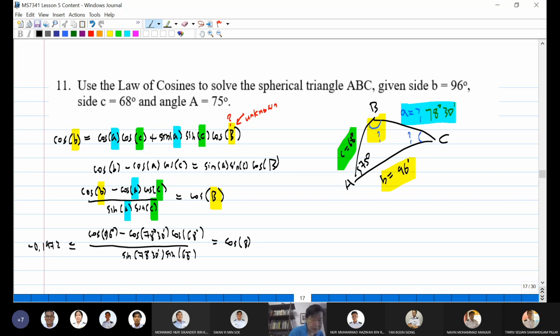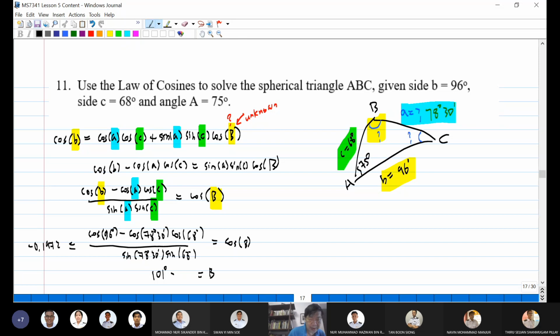Because that means B is a large angle, more than 90 degrees. So cosine inverse gives an angle more than 90 degrees, which is actually 101 degrees 23 minutes. This is the only answer. Okay, so angle B is 101 degrees 23 minutes here.